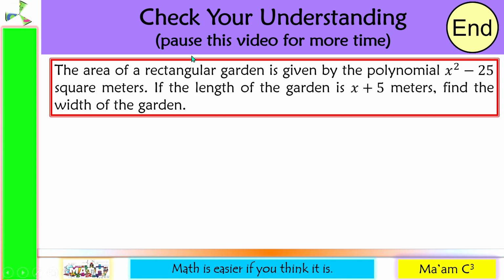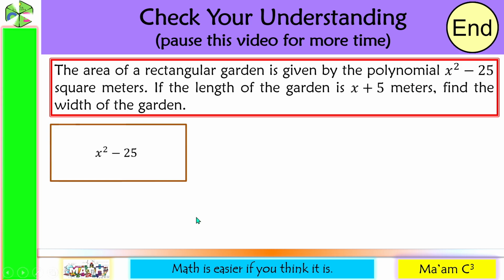Let us answer. The area of a rectangular garden is given by the polynomial x squared minus 25 square meters. If the length of the garden is x plus 5 meters, find the width of the garden. So let us create a rectangular garden. And we have here the area x squared minus 25. The length of the garden is x plus 5 meters. So let me consider this as my length and label it as x plus 5.